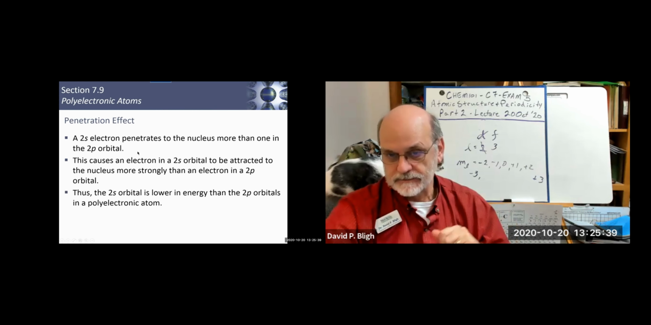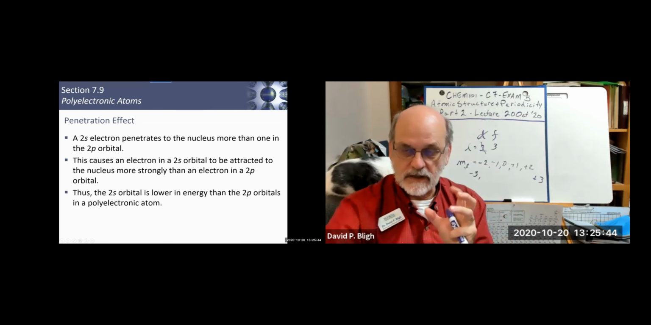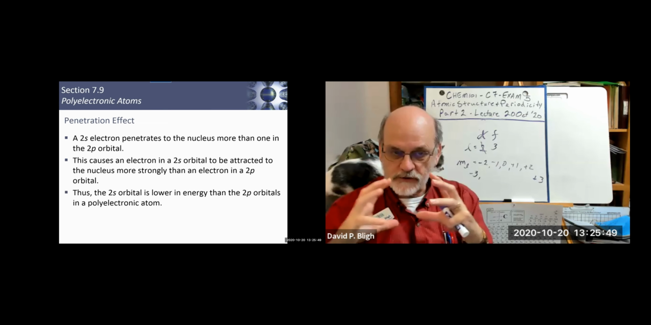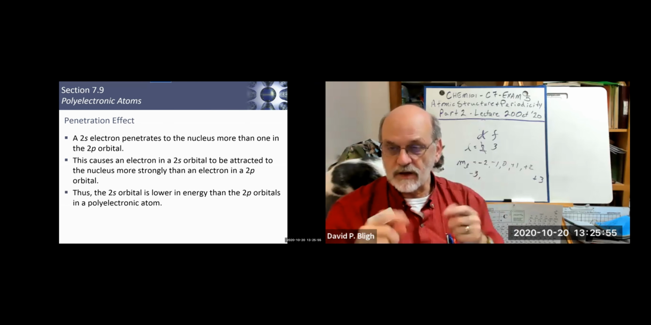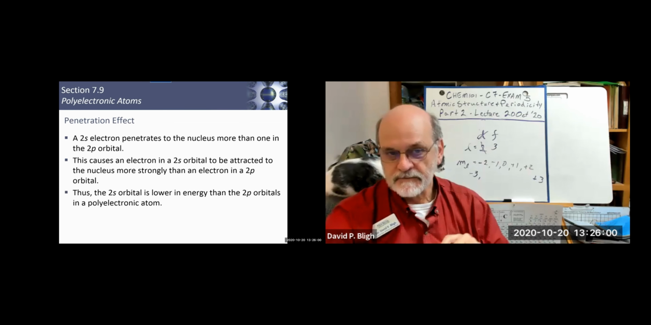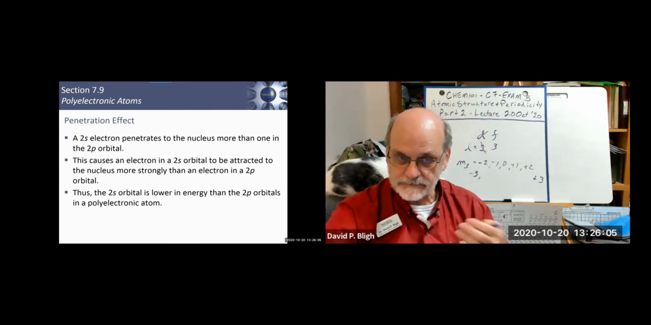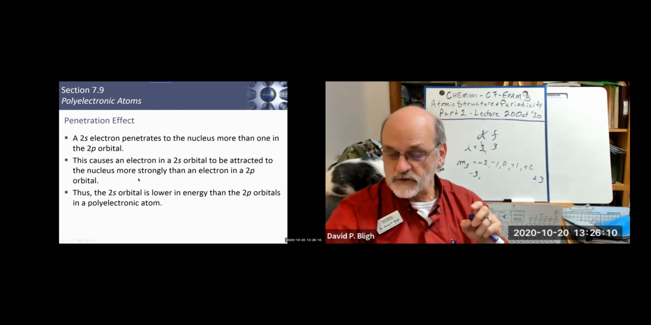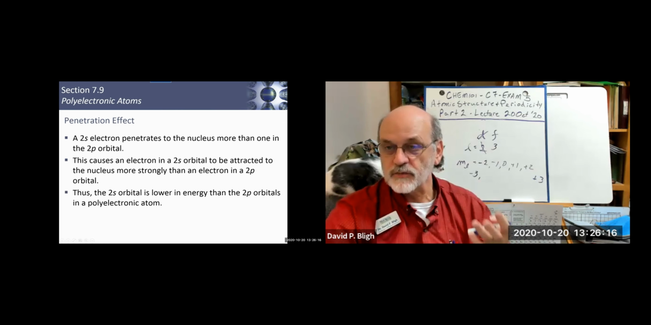One is the shape. Right? The shape of the s orbital is spherical. So the density of electrons is concentrated more closely toward the nucleus, whereas the 2p orbitals are dumbbell shaped, and that tends to stretch their electron density out away from the nucleus. So we would say the 2s electrons penetrate to the nucleus more than the 2p's. That causes the 2s orbital electron to be more strongly attracted to the nucleus than the 2p's.